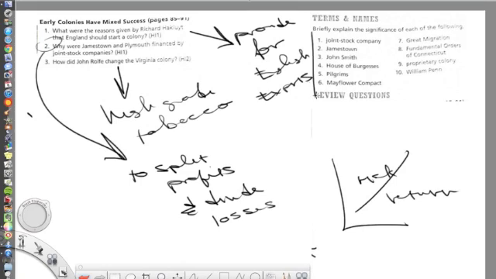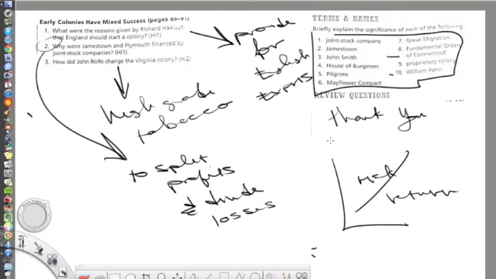And it's important that you look over your terms and names: Joint stock company, Jamestown, John Smith, House of Burgesses, Pilgrims, Mayflower Compact, the Great Migration, Fundamental Orders of Connecticut, Proprietary Colony, and William Penn.